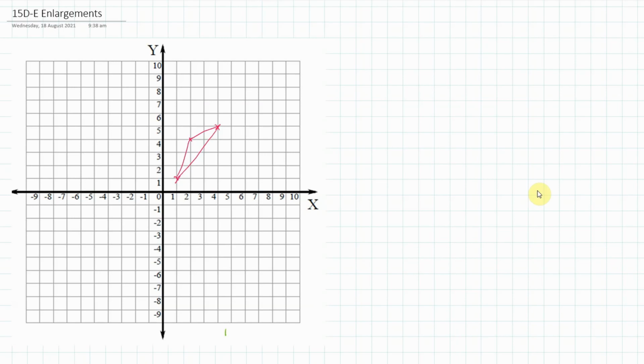Now P is at (2, 0), which is here, and Q is at (8, 8), which is here, and R is at (4, 6), which is there. And then we just join them up nicely.